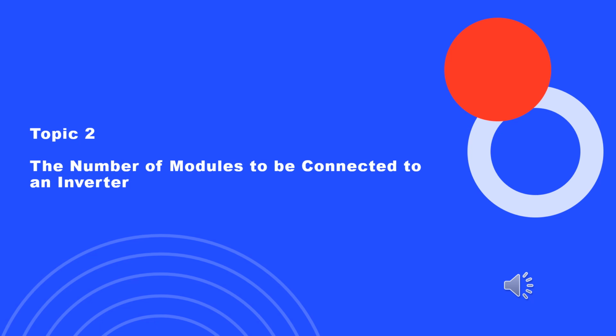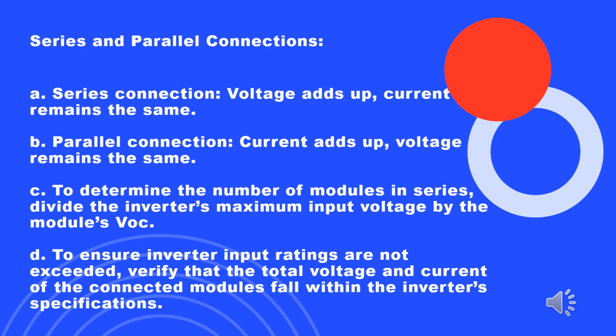Topic 2. The number of modules to be connected to an inverter. Series and parallel connections. Series connection. Voltage adds up, current remains the same. Parallel connection. Current adds up, voltage remains the same. To determine the number of modules in series, divide the inverter's maximum input voltage by the module's VOC.